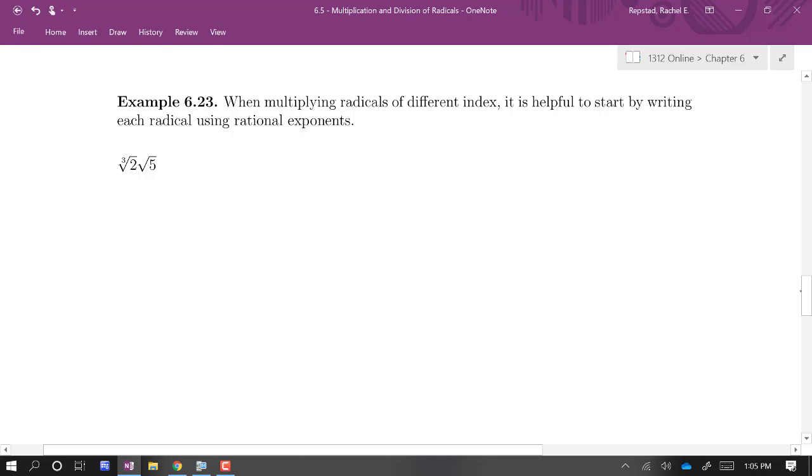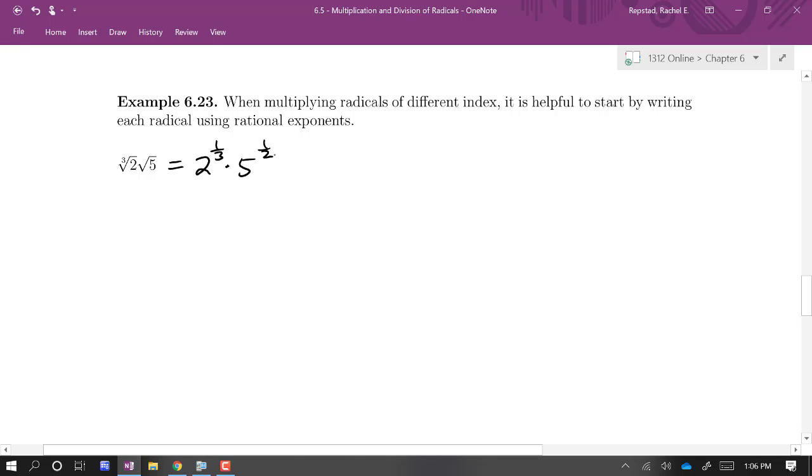In this example, now we're seeing a product. It looks pretty simple, but we should just note that we're multiplying two radicals of different index, right? So I've got a cube root times a square root. And when we're multiplying radicals with different index, I'm going to begin by writing each as a rational exponent. So the cube root of 2 is 2 to the 1/3 power. The square root of 5 is 5 to the 1/2 power.